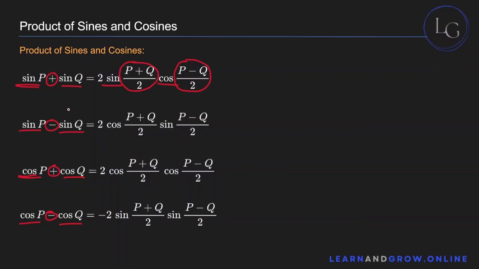So for example, if you have sine p plus sine q and if you have sine p minus sine q, what's the difference eventually in the product side? Well, you can see that only the positive and negative signs are changing. So on the right hand side, the only thing that changes is the function. Instead of sine p plus q, you have cos p plus q, and instead of cos p minus q, you have sine p minus q.